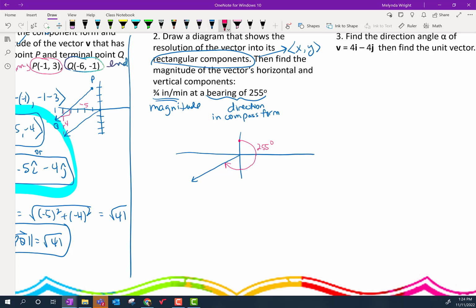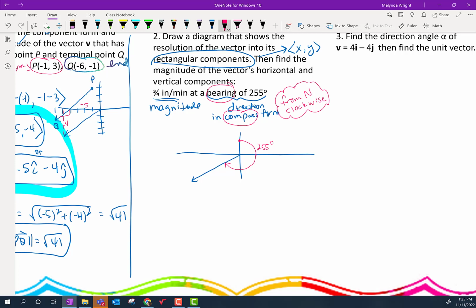So compass form is from north clockwise. From north clockwise. That's like the compass directions. Bearings, they use the word bearing or compass. That tells you that we go from the north line and we go clockwise.